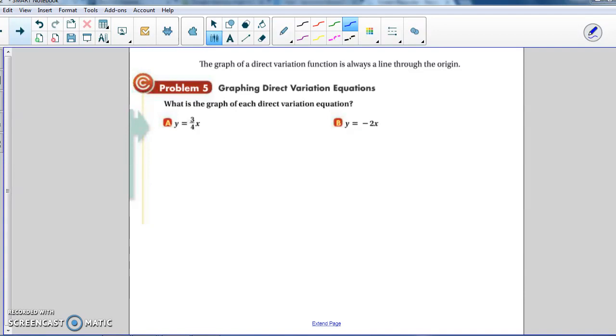The graph of a direct variation function is always a line through the origin. Then the constant k would be our slope. So what is the graph of each direct variation equation? I'm just going to sketch this for us quickly. We have a point at 0, 0, and our slope is up 3 over 4.